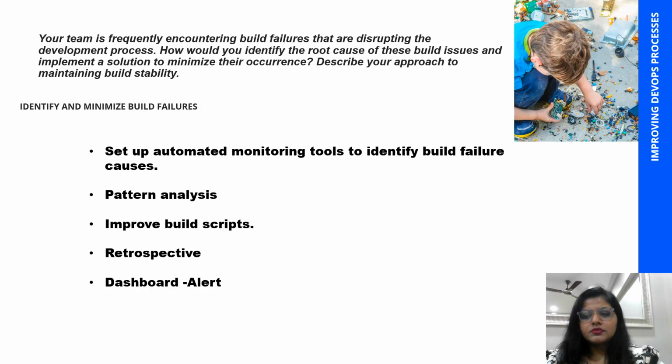Okay, so the first question is: your team is frequently encountering build failures that are disrupting the development process. How would you identify the root cause of these build issues and implement a solution to minimize their occurrence? Describe your approach to maintain build stability.